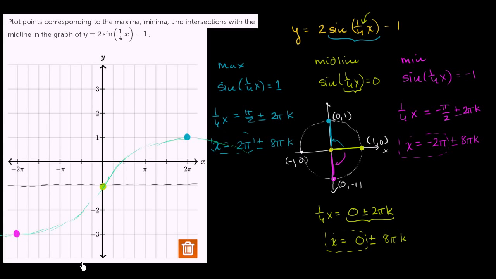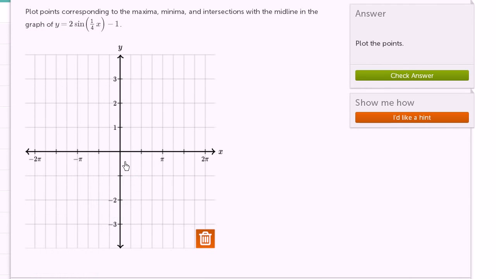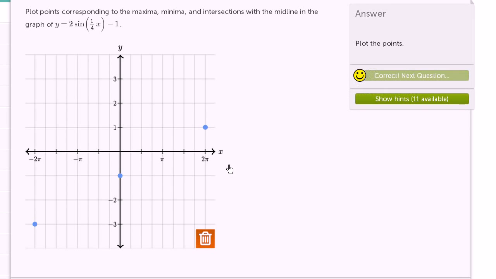But let's go back to our tool and plot these points and make sure that we got it right. So we want a point where we intersected the midline. This is our minimum point. That's our maximum point based on what I just did. Check the answer. We got it right.